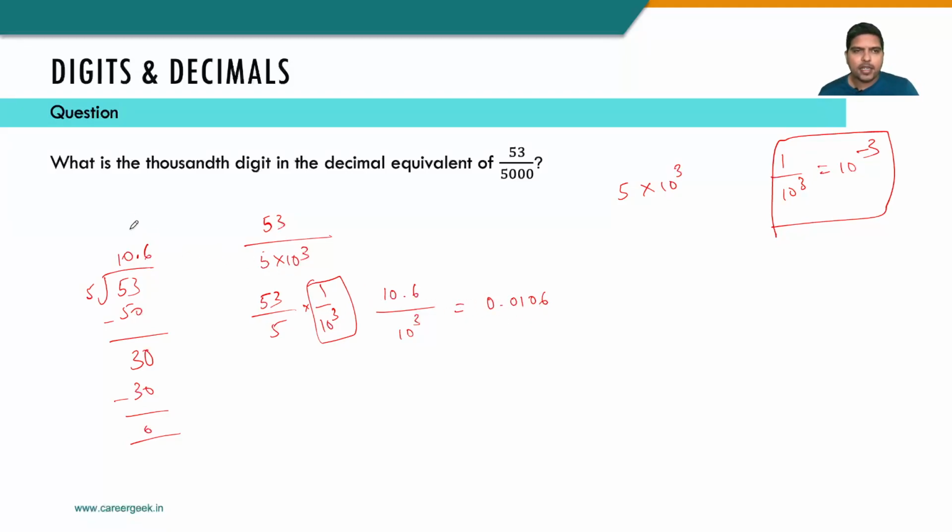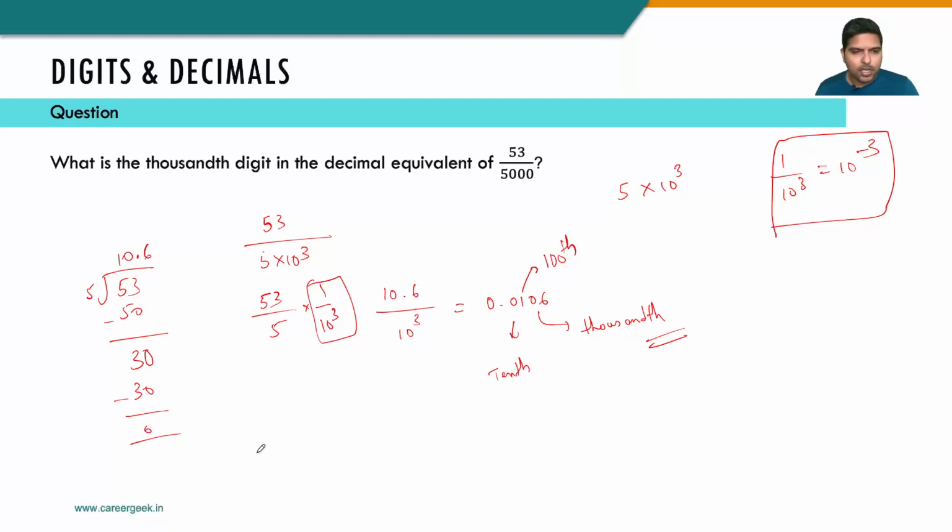In this, they're asking the thousandth digit. We have seen digit places before. This is 10th, first digit to the right of decimal. This is 100th. And 0 is 1000th. Okay, I hope the concepts are clear of digit places.